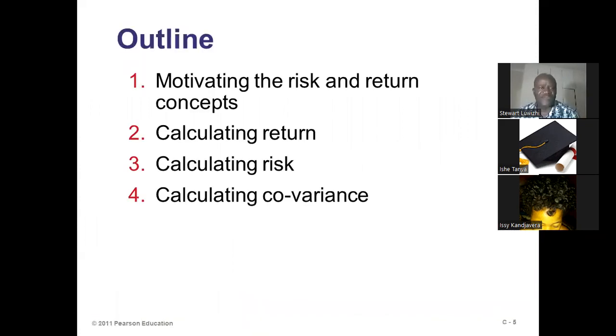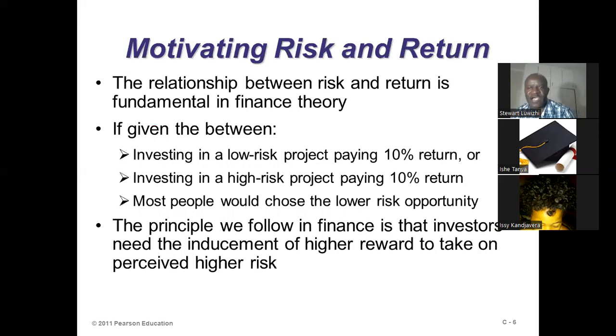Now, the outline will be very short. As you can see, we'll begin by motivating the risk and return concepts. Then we shall move on to segment 2, where we'll be calculating return. Then we move on to calculating risk, then calculating covariance. We will end there. Let me begin by motivating the concepts of risk and return.